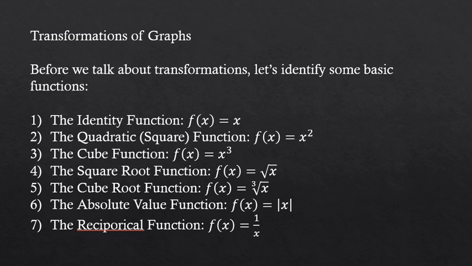We have the square root function, f of x equals the square root of x. We have the cube root function, f of x equals the cube root of x. That 3 there that's on top of this little downward diagonal line there, that says it's the cube root. Then we have the absolute value function. F of x is the absolute value of x. And then we have the reciprocal function, f of x equals 1 over x. So in the various sample problems that we're going to be doing in this video, we'll be using these 7 functions to talk about transformations of graphs and what these things look like.